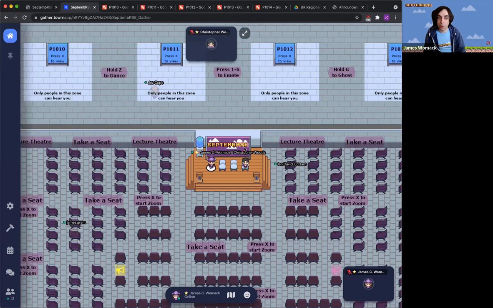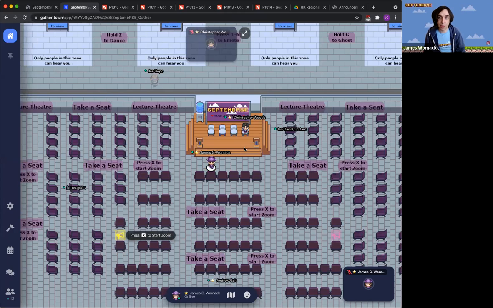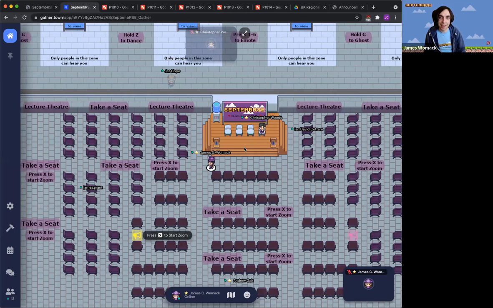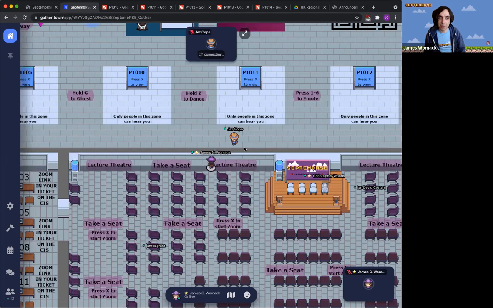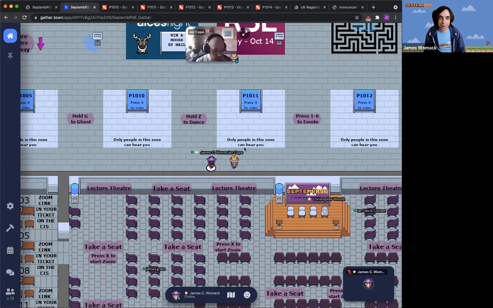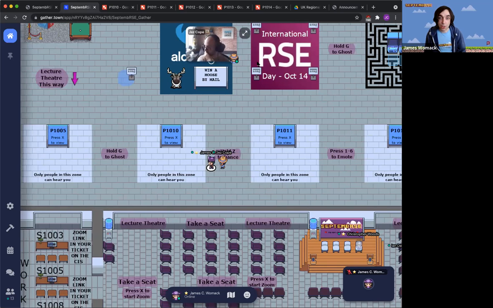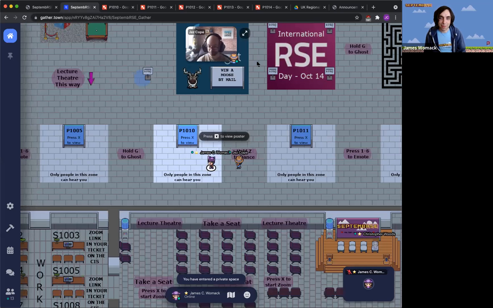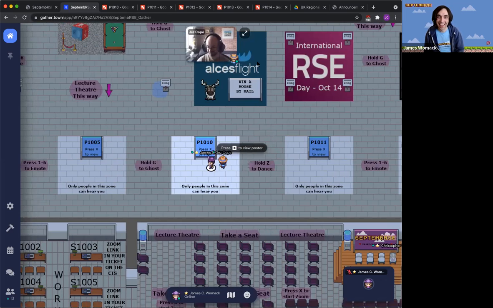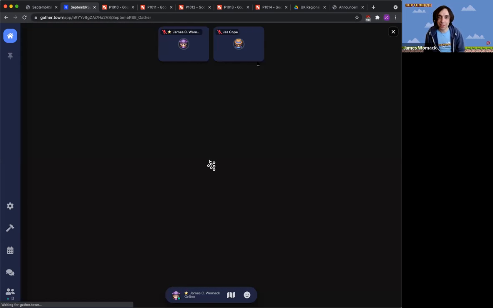So here we go. Hopefully you can see me. I put on a little pink pirate hat to make myself more obvious. I can see a few people walking around in GatherTown already. The discussion poster boards are posters P1010 to P1014. If you want to view a poster, I'm being followed by Jez here, you can just press X and enter the poster.